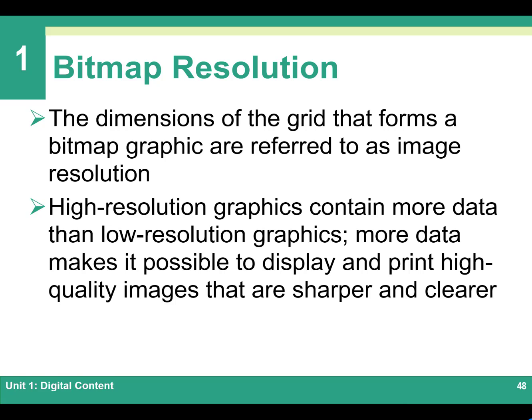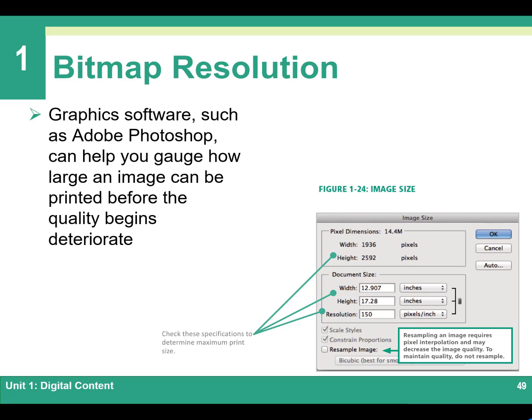So the higher the resolution of the graphics, the more pixels it contains. The lower the resolution, the fewer pixels it contains. With a higher resolution graphic, it's more likely you're going to have a sharper and clearer image as compared to a low resolution graphic. Remember back to the picture of Stonehenge: when we were zoomed out, it looked pretty high res. When we zoomed in, it looked pretty low res.